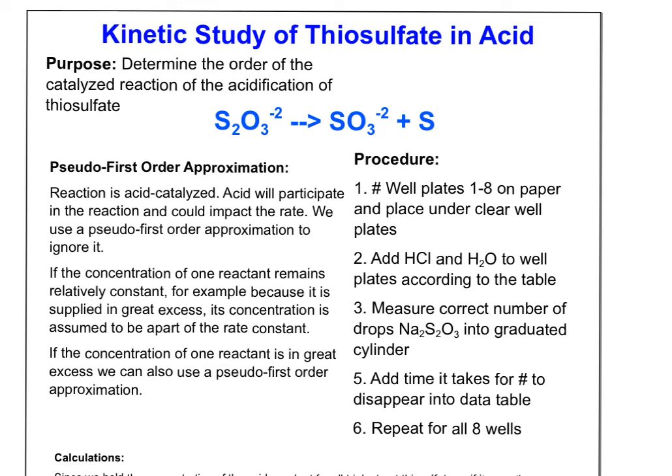All right, and then you also did the kinetic study of thiosulfate. So we had a catalyzed reaction here, and we used another first-order approximation. So the acid participates in the reaction to make it go faster, but we basically lumped it in with K, so we're ignoring the catalyst right now because it stayed constant the entire time. Well, the acid stayed constant the entire time. It was the thiosulfate that we are changing. So that's what we could pay most attention to.